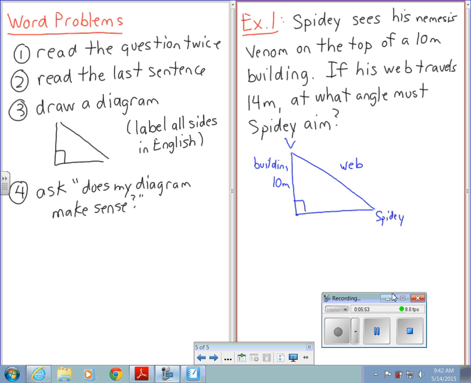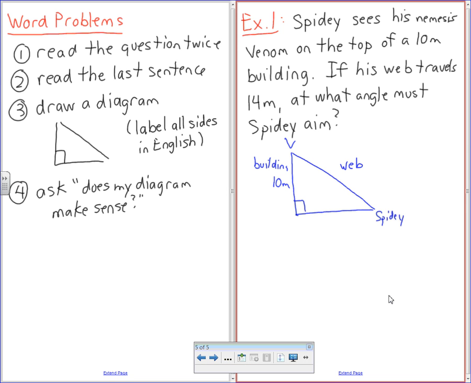Okay, so here we go. There's the building, there's the web. The web is going to go 14 meters, it says. What are we actually looking for?